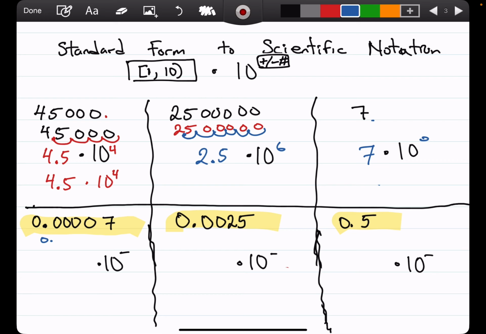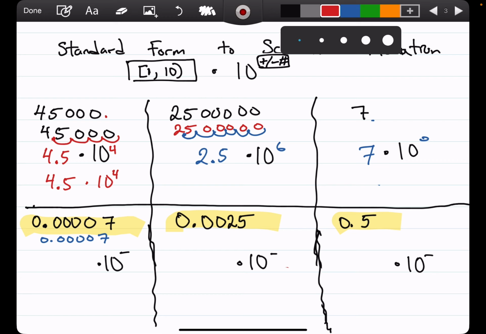Now, let's look at the second row. It's 0.000007... 0.123447. To make this between 1 and 10, where do I need to reposition the decimal point? Before 7 or after 7? After 7. It has to be right after 7. So if I put the decimal point right after 7, it's 7. Is it between 1 and 10? Yes. Now let's count how many times we move it. 1, 2, 3, 4, 5. Negative 5.